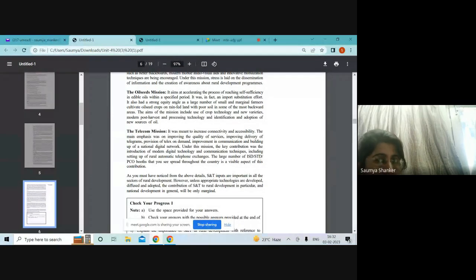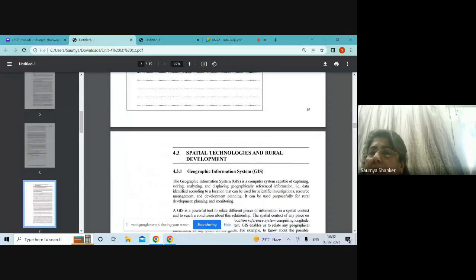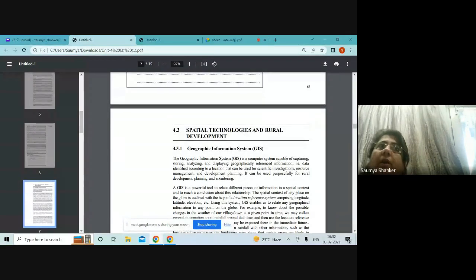And of course, then there is a telecom mission, which is about increasing the connectivity and accessibility within India, and it has technology, and of course telecom has reduced and shrunk the gap between countries and geographical distances. So this is mainly where and how science and technology is being used in programs that are of socio-economic benefit to the rural society and to rural India.